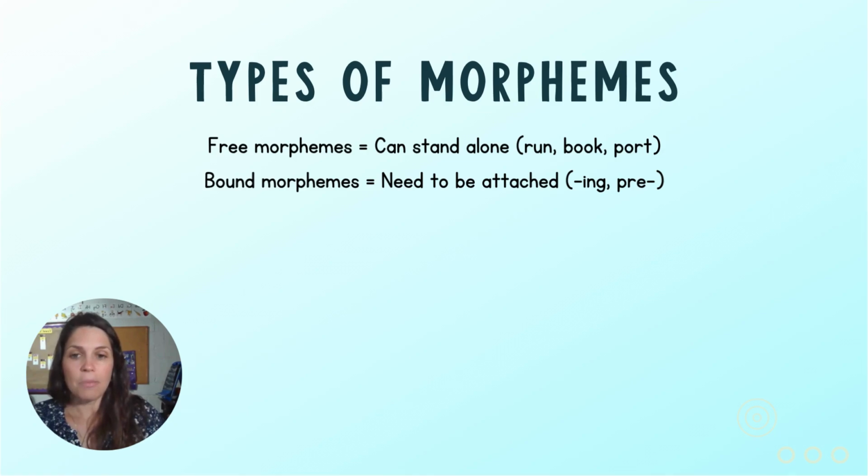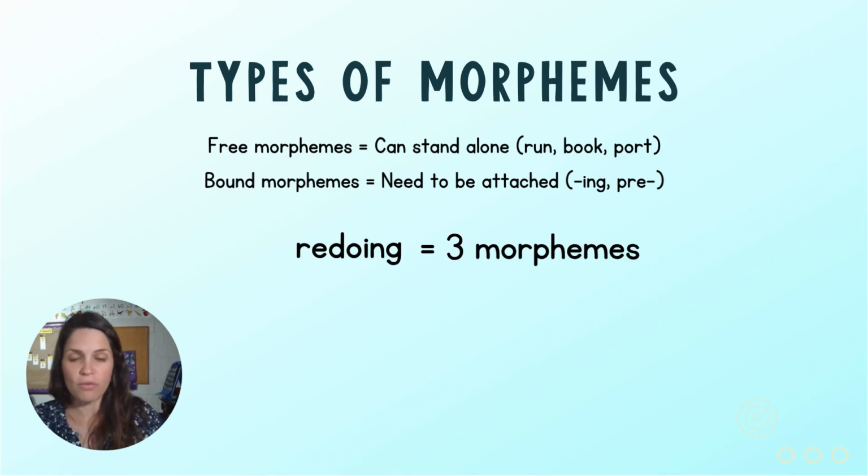So let's look at an example. If we have the word redoing, we're going to have three morphemes in this word. We have the prefix re, we have the base word do, and then we have our suffix ing. Each morpheme, each word part, contributes to the overall meaning of the word. Re means again, do means to do it, and then ing means it's a continuing action, right? So if you are redoing something, you're doing something again right now, doing it now. So you can see how words are built based upon the morphemes that are used within a single word.